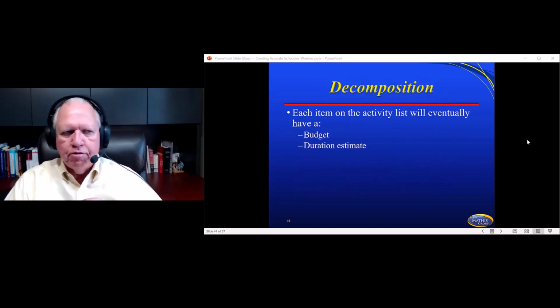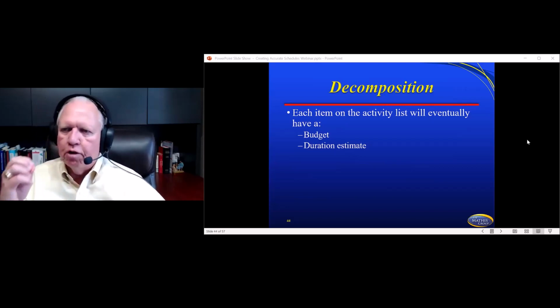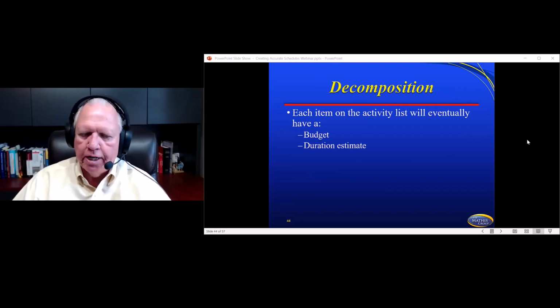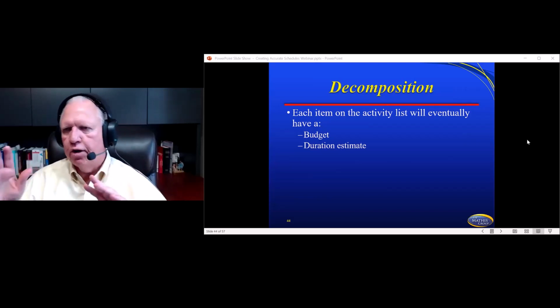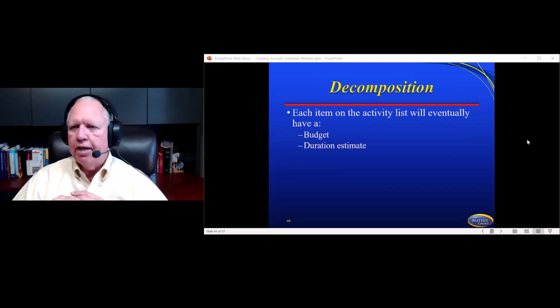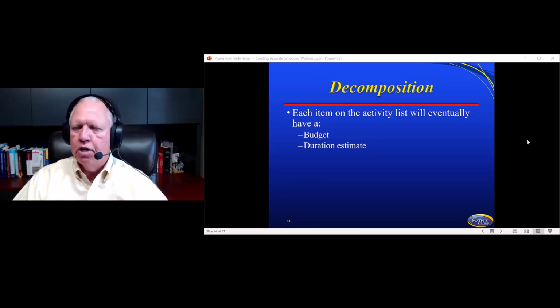And then decomposition. Decomposition is a term over on the Agile side. It's very similar to what we're talking about with work breakdown structure. Each item on the activity list would eventually have a budget and a duration estimate, but you're breaking down that activity, or those features, so that we understand the steps we're going to have to do for each feature. It can give people a visual of what that feature is going to entail for that particular sprint.